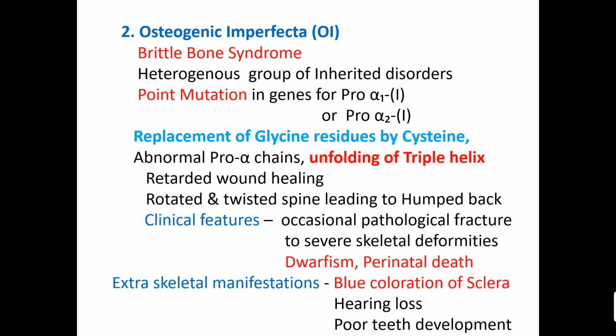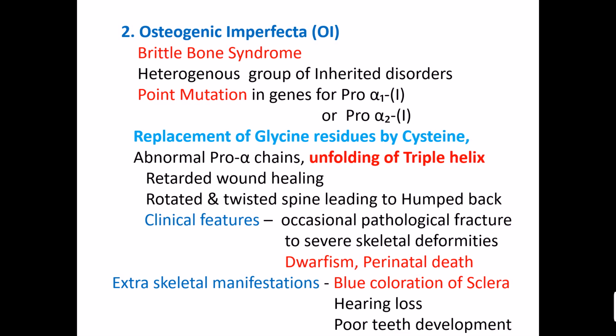Number 2 is osteogenesis imperfecta. There are many types of OI. Here the main important point is brittle bone syndrome, because the bones are very fragile and they can be broken, they can be fractured with even the slightest blow and pressure. Heterogeneous group, point mutation in the genes of pro-alpha 1 and pro-alpha 2. And what happens in the point mutation? The glycine residue is replaced by cysteine, and that leads to the unfolding of the triple helix.